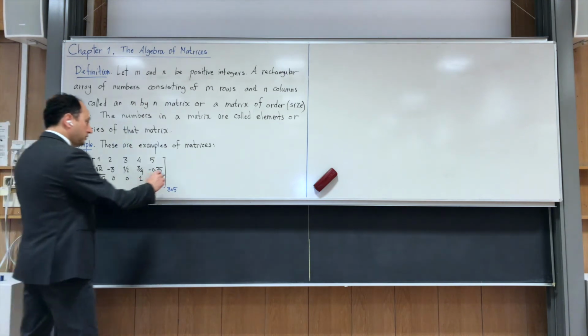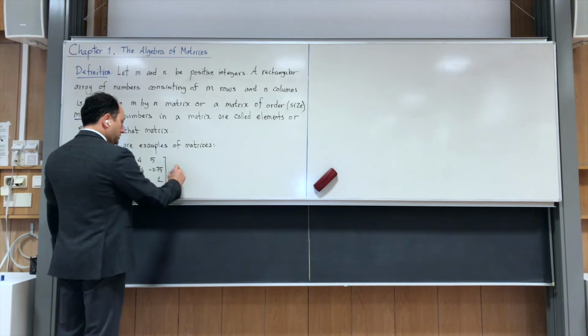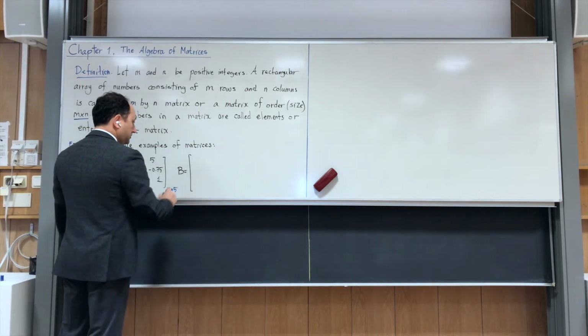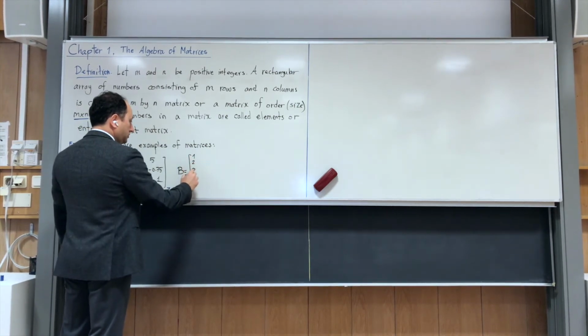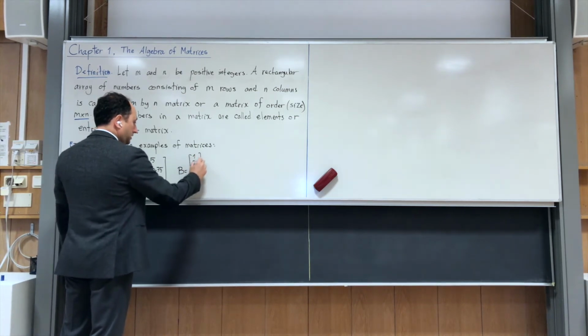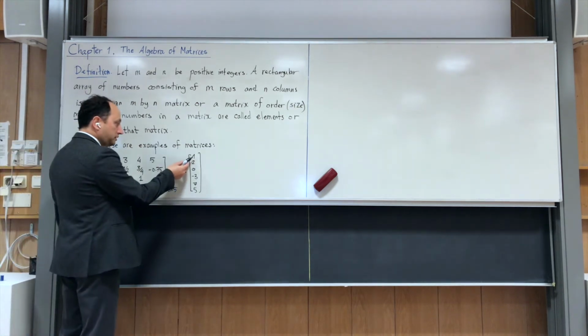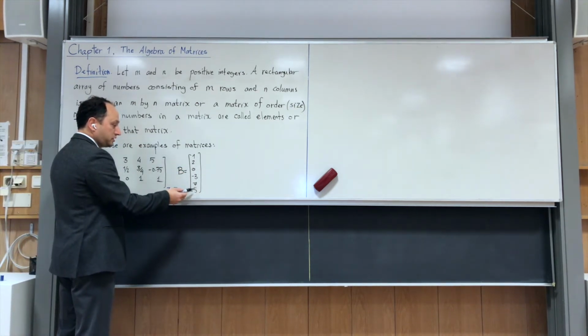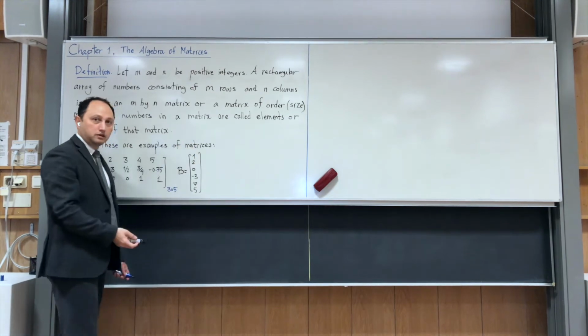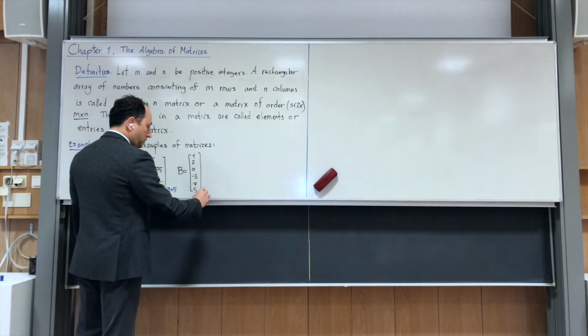I can give you another example. For example, B is equal to, I can write 1, 2, 0, minus 3, 7, 5. This is also a matrix. This includes 1, 2, 3, 4, 5, 6 rows, but only 1 column. So that is a 6 by 1 matrix.